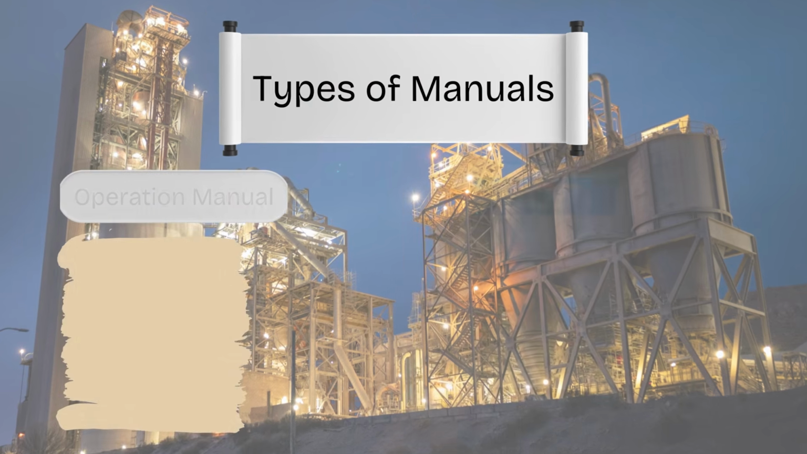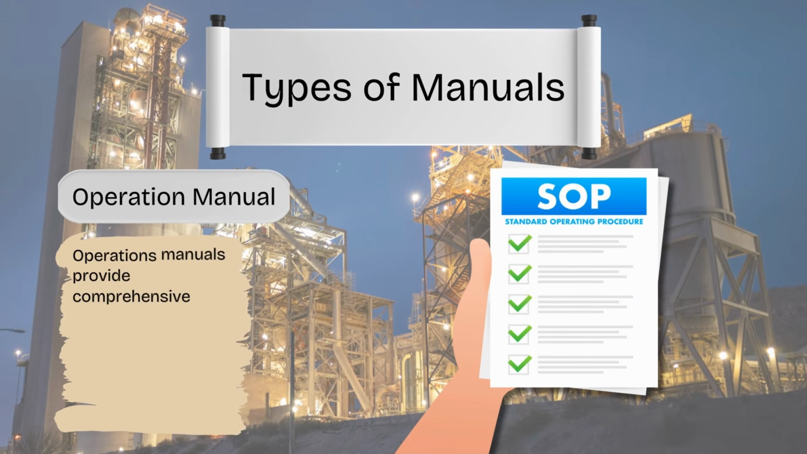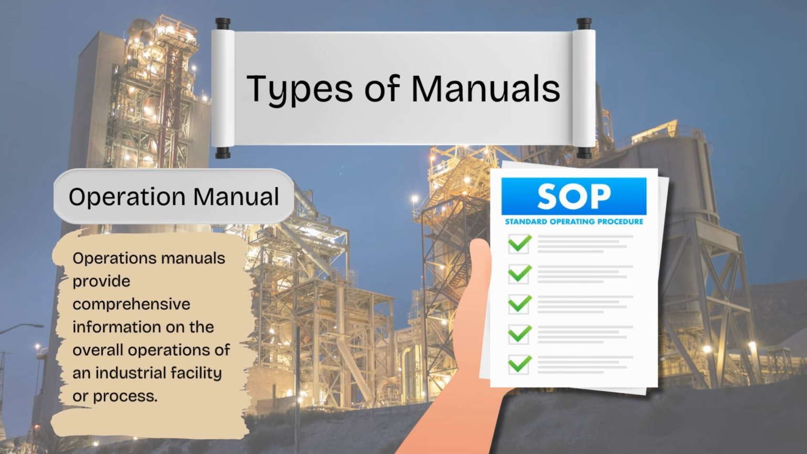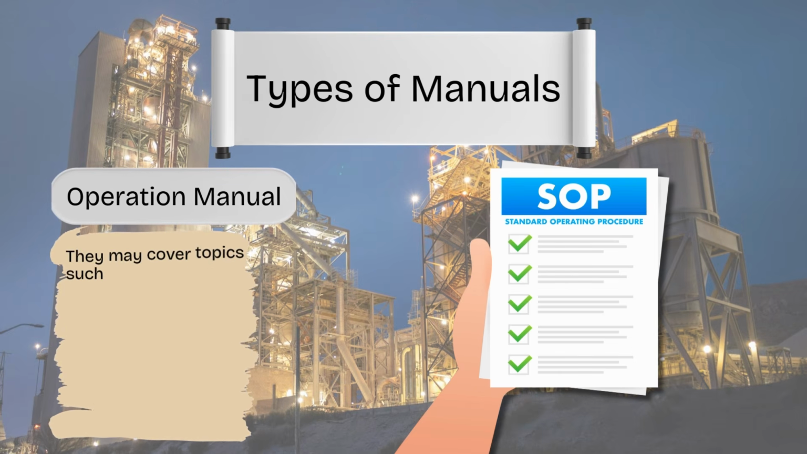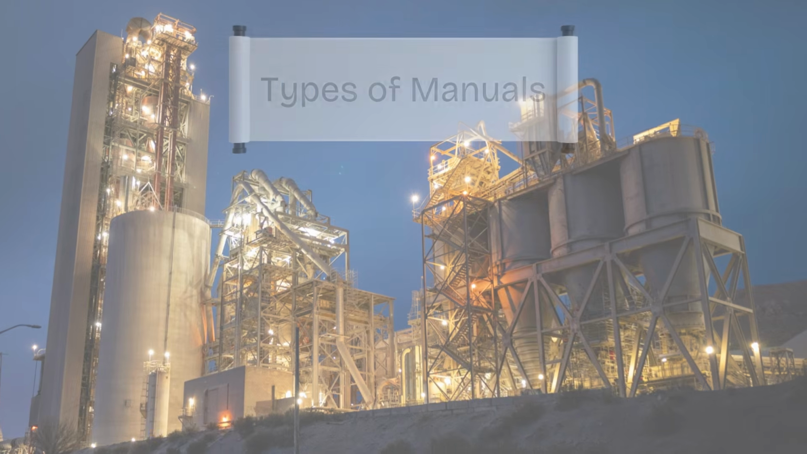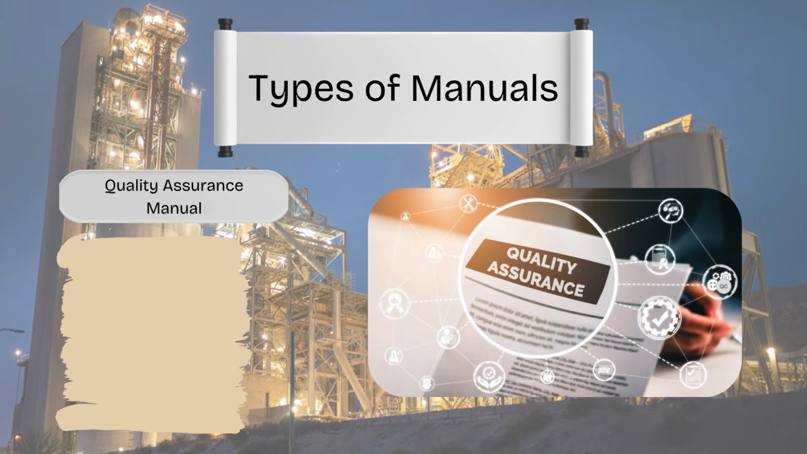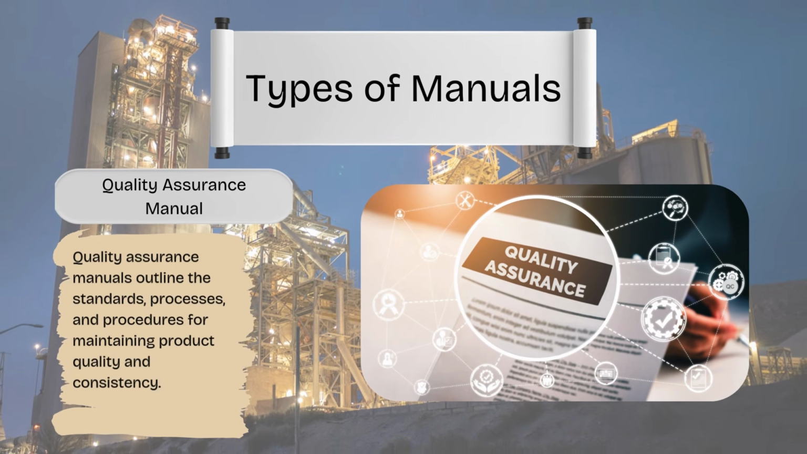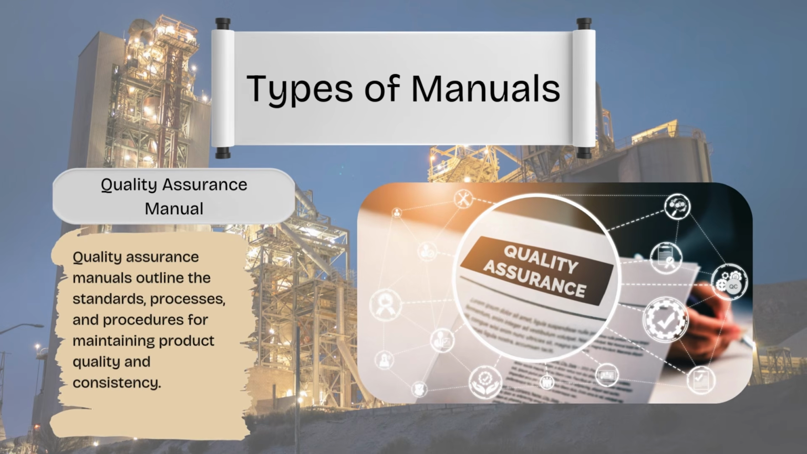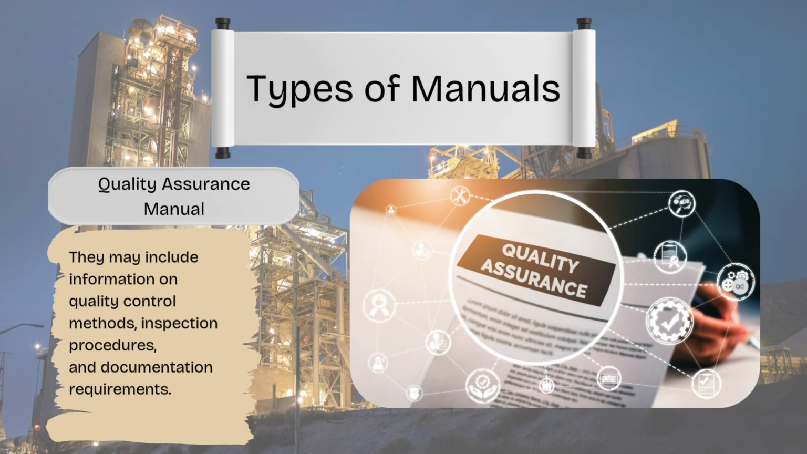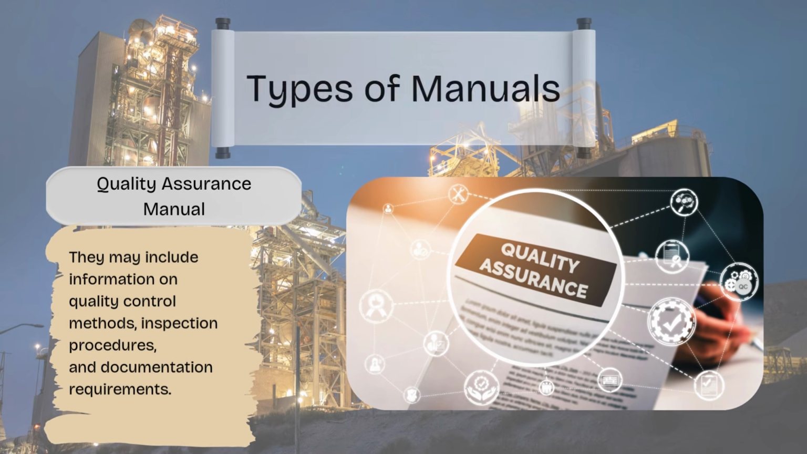Number four, operations manuals. Operations manuals provide comprehensive information on the overall operations of an industrial facility or process. They may cover topics such as production workflows, equipment utilization, scheduling, and resource management. Number five, quality assurance manuals. Quality assurance manuals outline the standards, processes, and procedures for maintaining product quality and consistency. They may include information on quality control methods, inspection procedures, and documentation requirements.